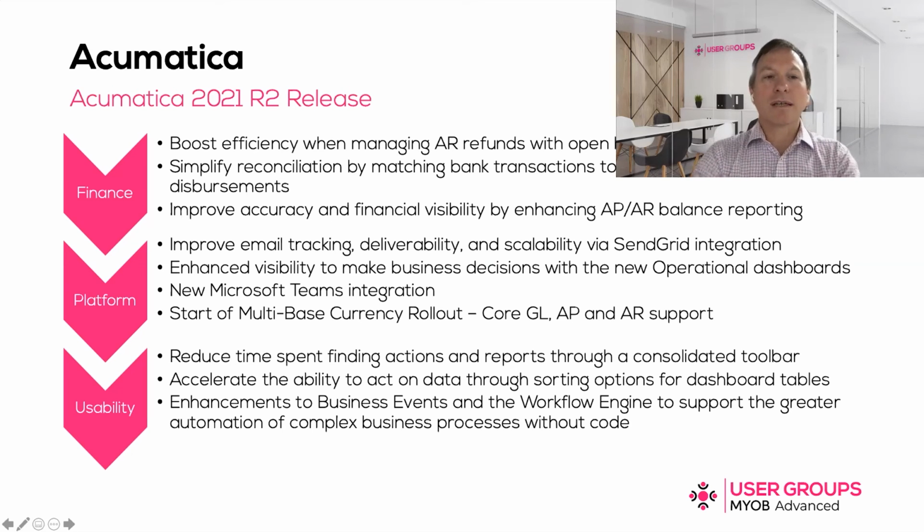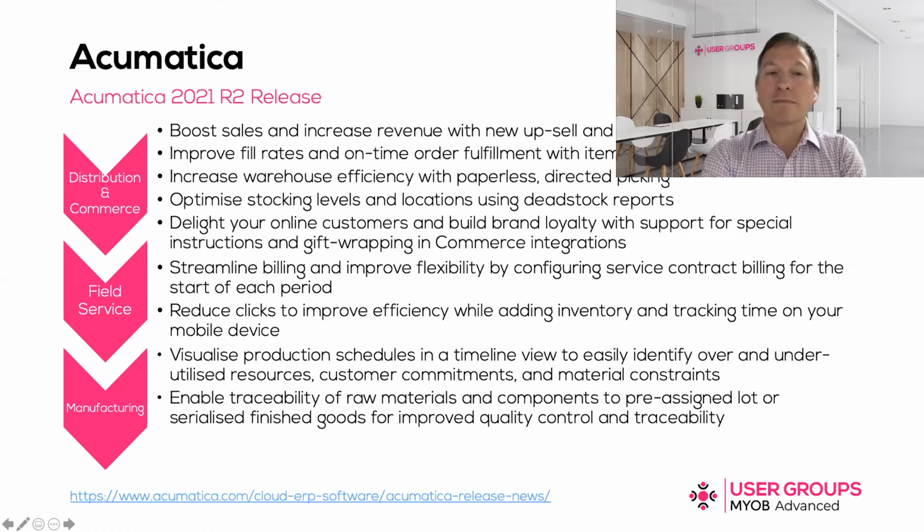Distribution and commerce, some changes around identification of upsell and cross-sell opportunities for those that are selling inventory, some changes around item substitutions, again, to make that process simpler. Some enhancements around the warehouse management module. And in terms of field service, some big changes around the mobility piece with the app now supporting a simpler process for tracking of time and adding of inventory for field service.